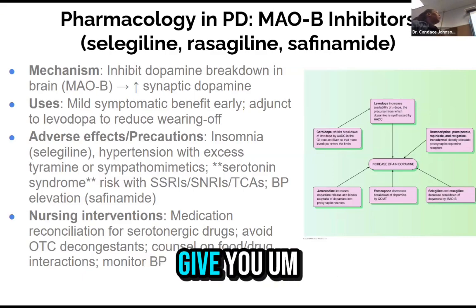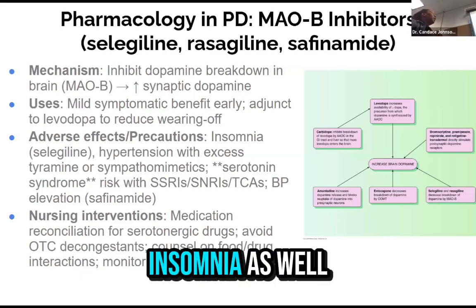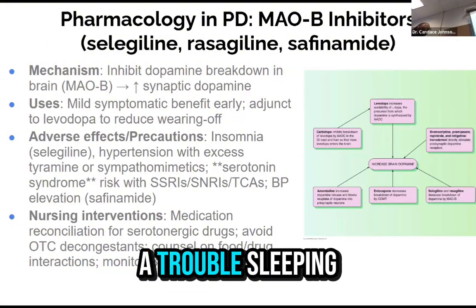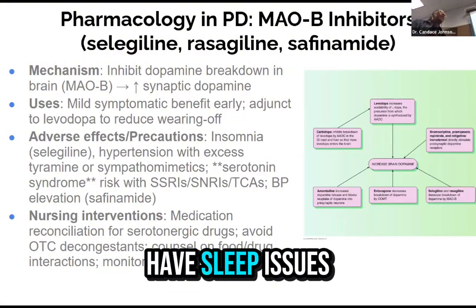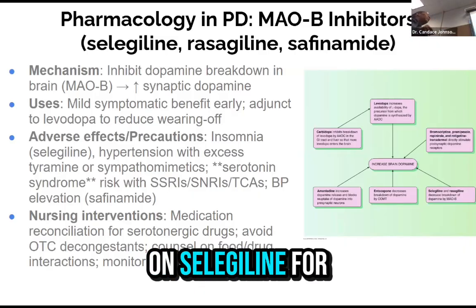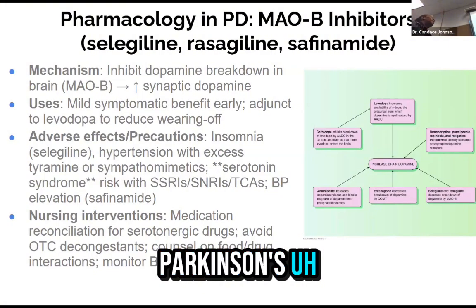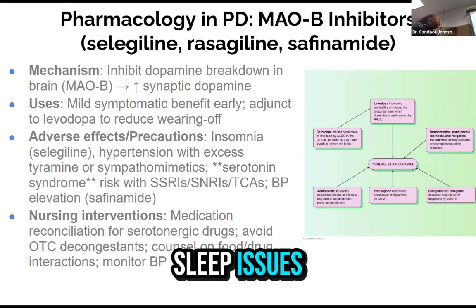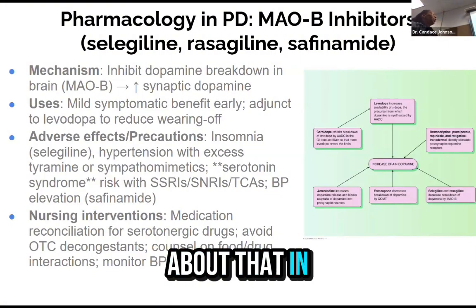All right. They will give you insomnia as well. Parkinson's people have trouble sleeping. They're going to have sleep issues, okay? And a lot of times they're related to the treatment. So this patient on selegiline for Parkinson's is likely having sleep issues. So we're asking about that and inquiring.